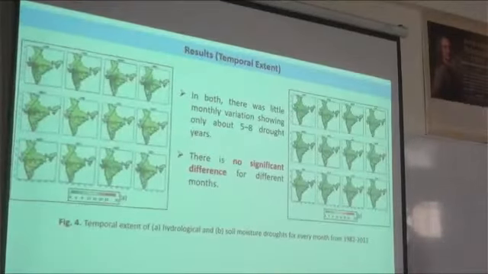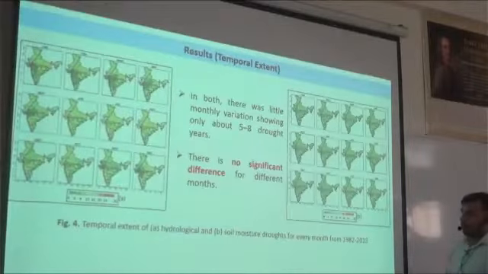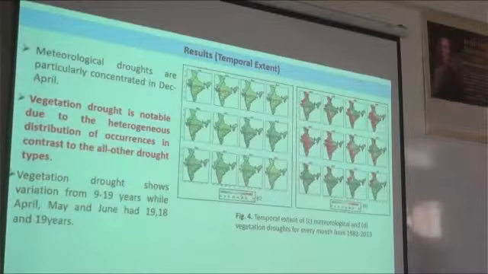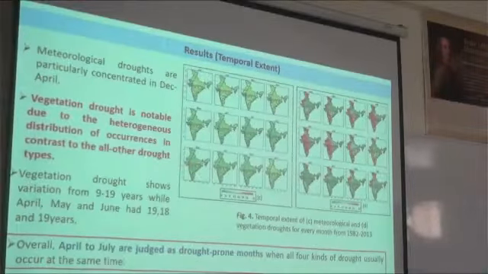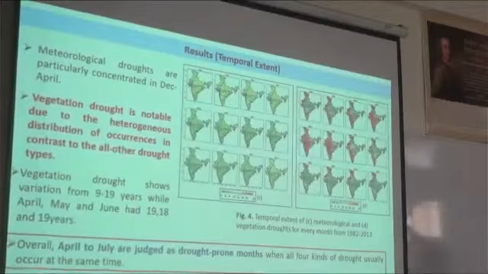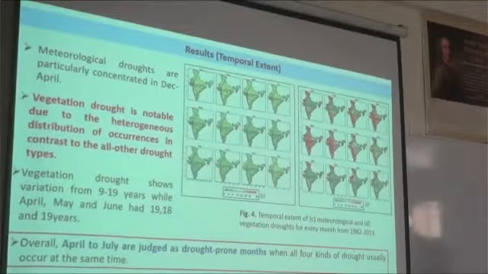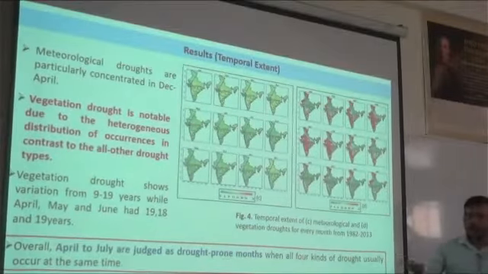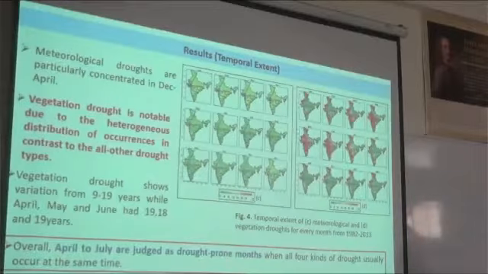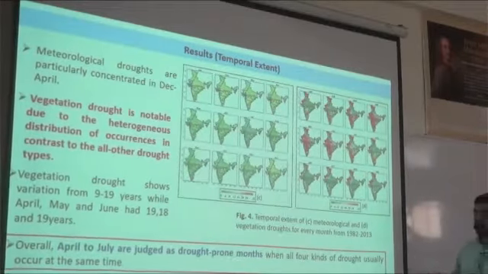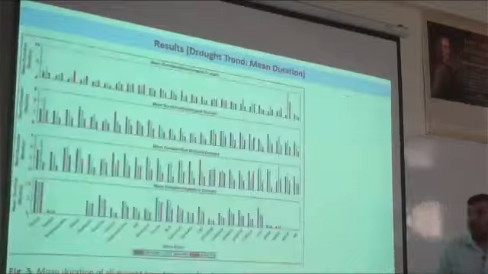So these are some of the results on the temporal extent of the drought across India. We found that April to July are usually judged as the most drought-prone months, when all four kinds of drought usually occur at the same time. So we can say these are the more drought-prone months, April to July.